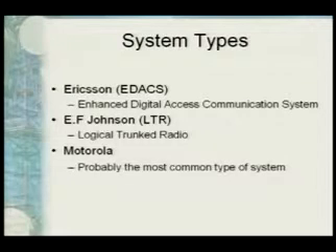There are 3 main system types of trunked radio systems. There's a whole bunch of them out there, but there are 3 main types, and particularly 3 that we can monitor very easily. They are Ericsson, EF Johnson, and Motorola. Ericsson, their most popular system there is the EDACS system. It's the Enhanced Digital Access Communications System. EF Johnson is LTR, which is the Logic Trunked Radio System. And then Motorola, there's SmartNet and SmartZone, and we'll go into a little bit more detail about it.